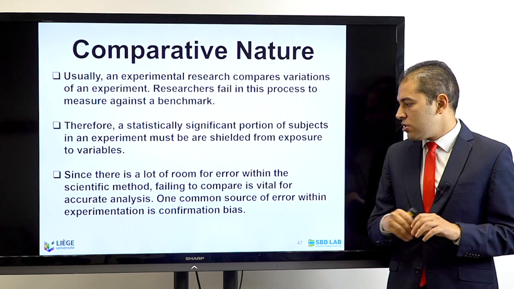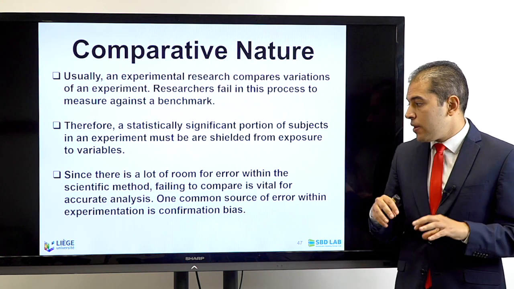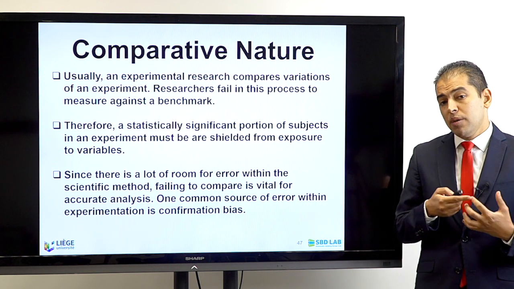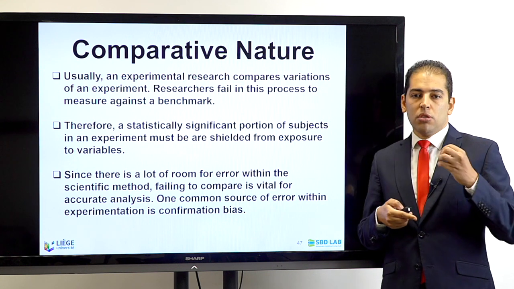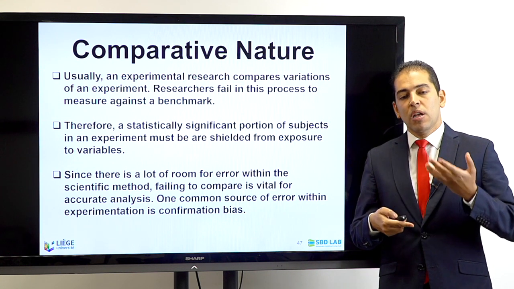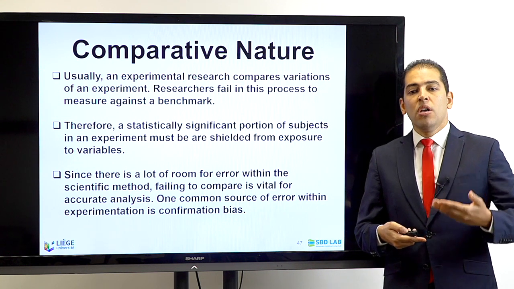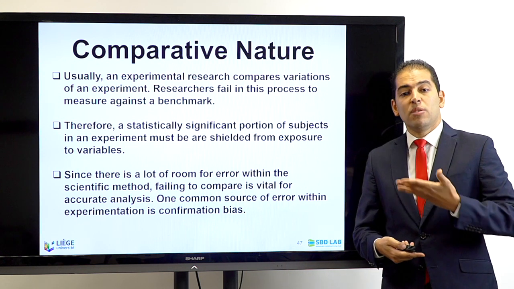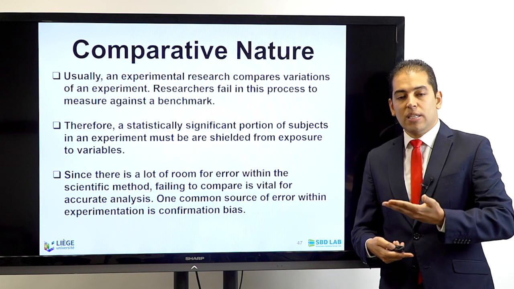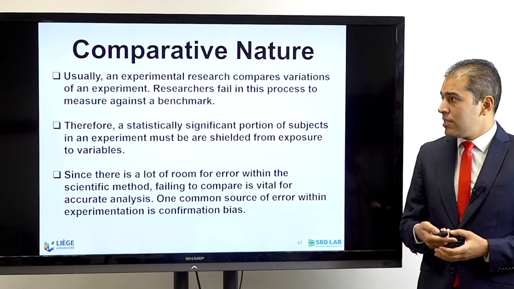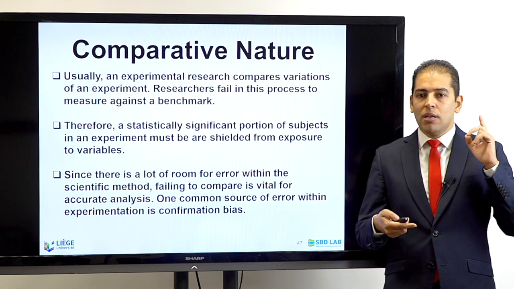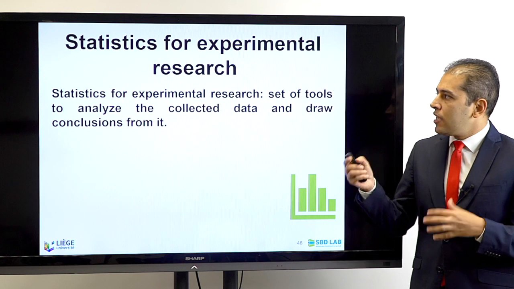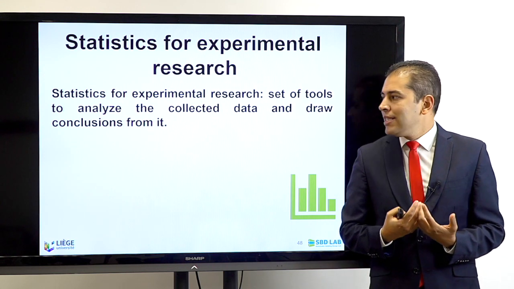Very important key message. One common source of error within experimentation is the confirmation bias. Confirmation bias is a big problem with experimental research, and we try to avoid it by increasing the confidence level, like I mentioned, through randomization, through repetition, and through control. And therefore we say randomized control experiment or randomized control trials. It's very important in this sense. Once I have this in mind and I'm ready to compare and I designed my experiment for comparison, I can start running my statistical testing.